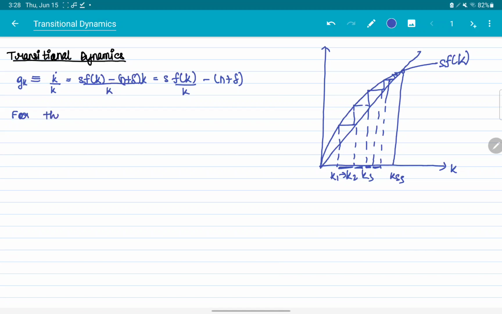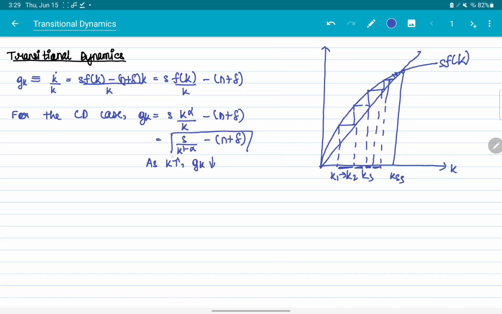For the Cobb-Douglas case, you have g_k equals s k^alpha by k minus (n plus delta), which is equal to s by k^(1 minus alpha) minus (n plus delta). 1 minus alpha is positive, right? Which means this whole thing is positively sort of shaped. So as k goes up, g_k goes down.